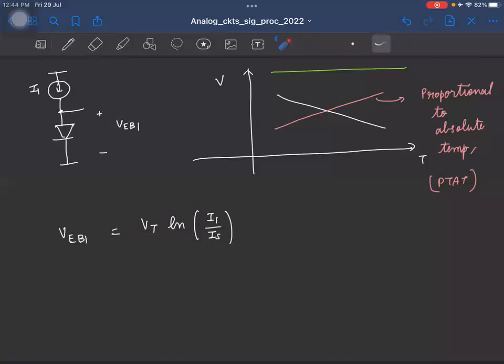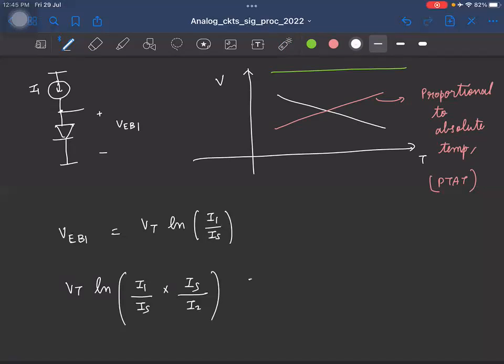PTAT voltage. So what we want is VT ln I1 by IS, but I want to multiply it by something so that it gets cancelled. Of course, I can't leave it hanging like this. I should have one more current in the denominator. Let's say it's some other current I2. Let us say we generate those two currents I1 and I2, which can be kept roughly constant.